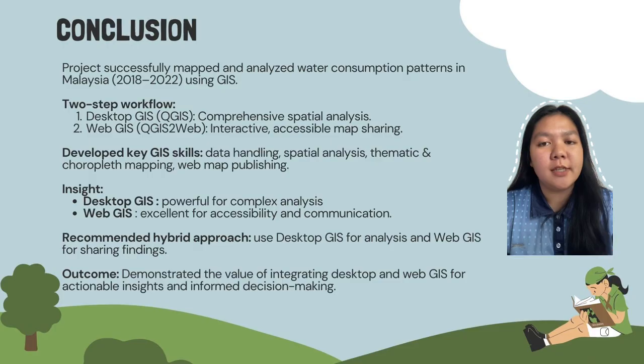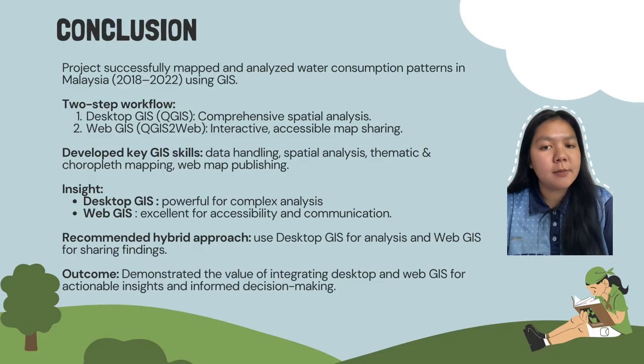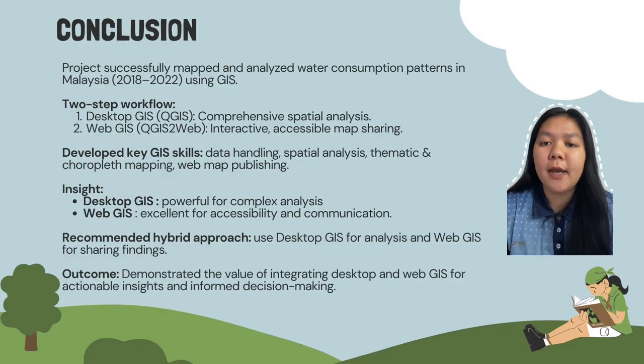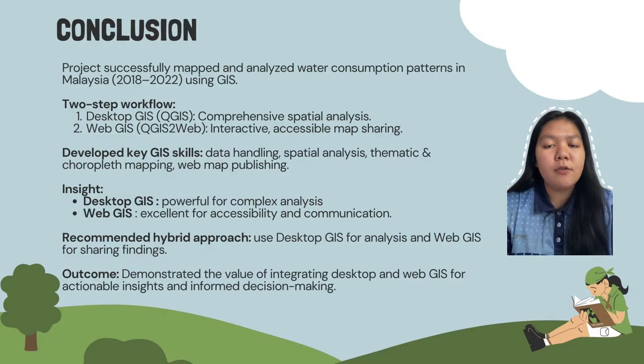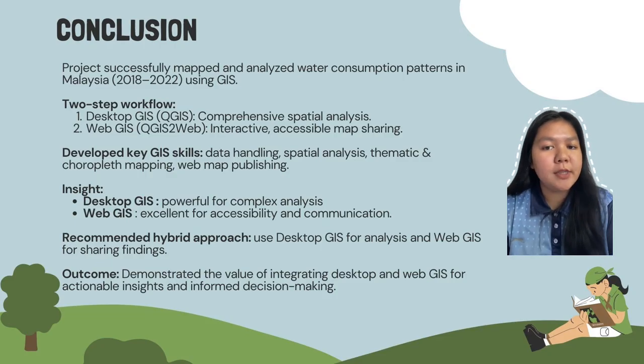This project was successfully completed. We used Geographic Information System technology to map and analyze water consumption patterns across Malaysia from 2018 to 2022, showing that GIS is an effective tool for managing environmental resources and identifying areas with high water demand.